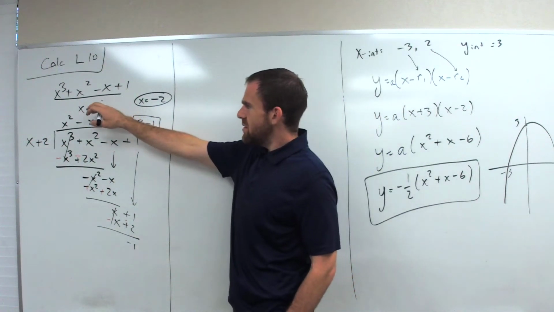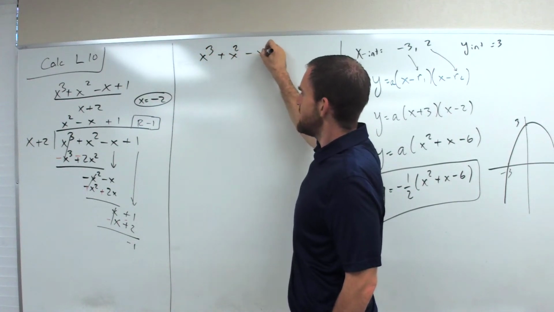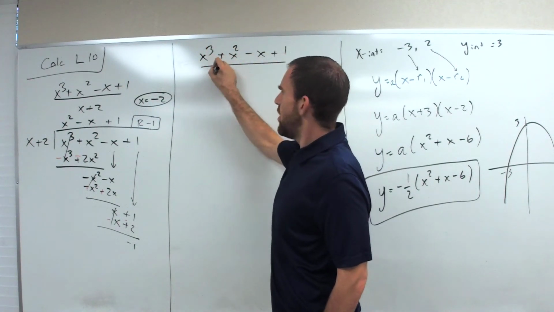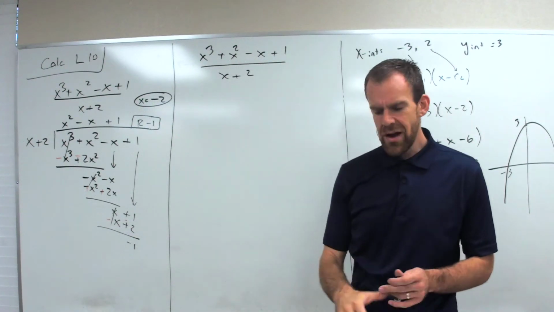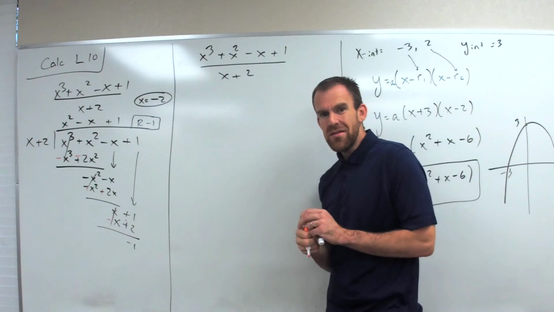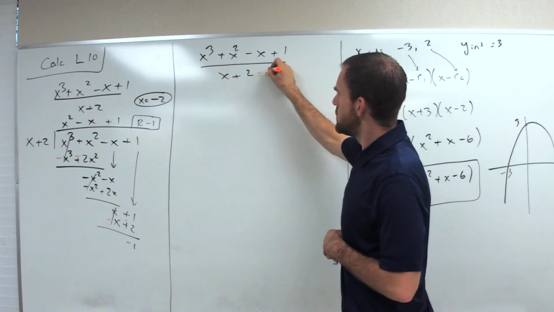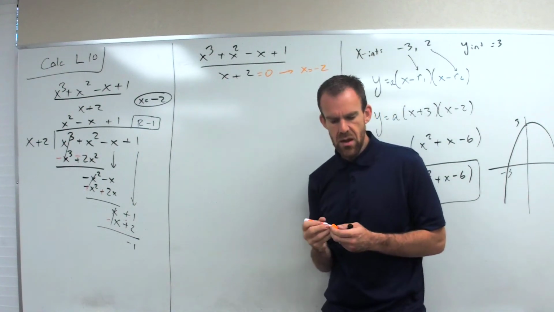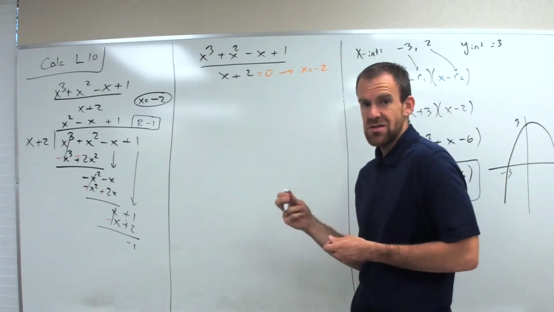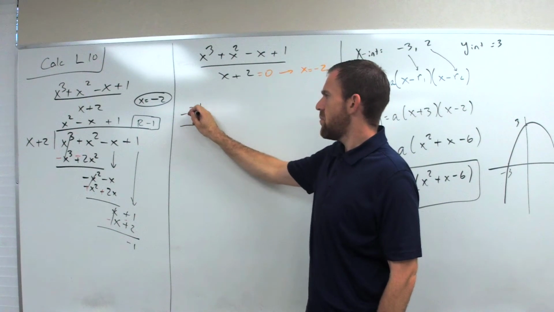So what I'm going to do is take x cubed plus x squared minus x plus 1 divided by x plus 2, and I am going to look for what value of x makes the bottom 0. That is x equals -2. Now, since I have x equals -2, I'm going to put that in a little box right here.